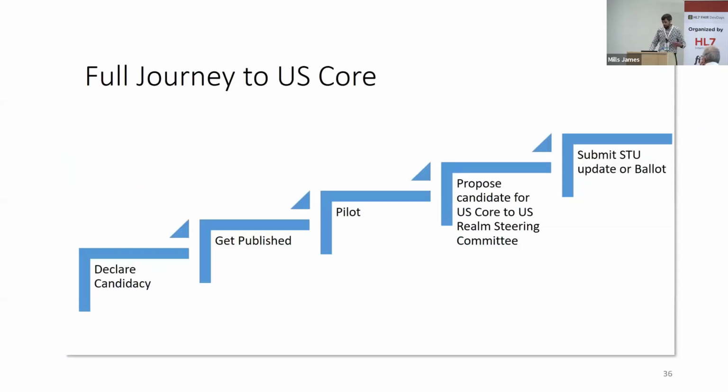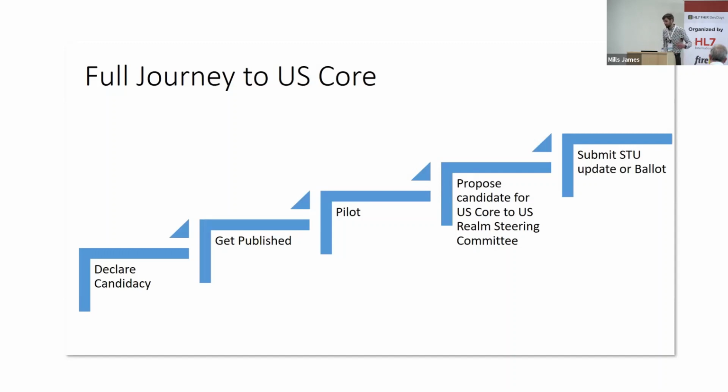So that's one way to get to US Core, working through ONC, regulatory promotion. The other way, at HL7, is a little bit of stairs: declare you think US Core is the right home for a data element, get it published, pilot. I can't say enough, pilot. If you're not testing it, you don't know how it's going to work in the real world.